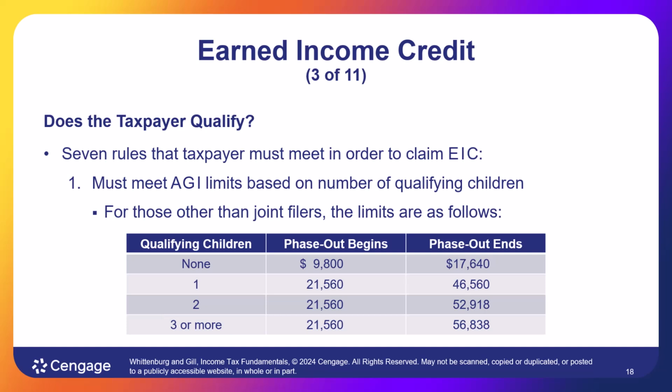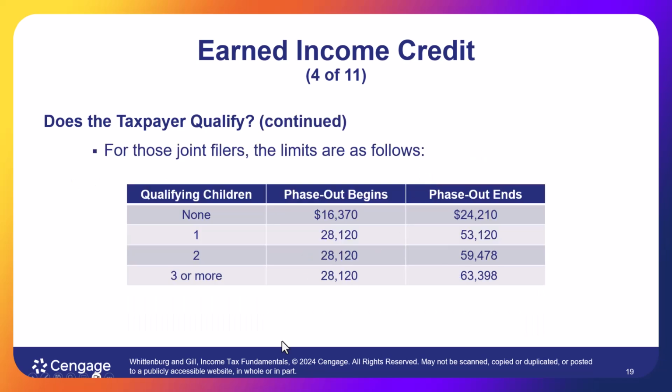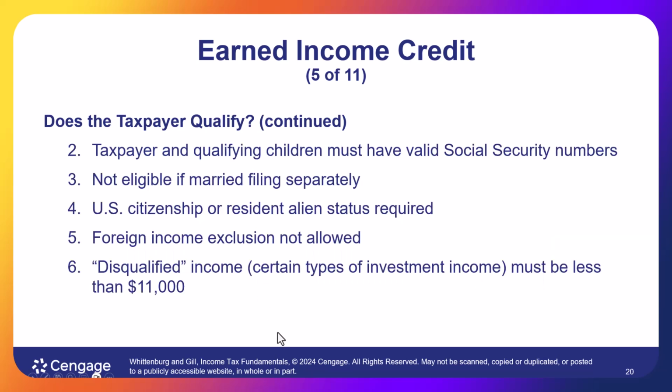These are the limits other than joint filers, by the way. So with 2 children, it's 21,560 to 52,918, and 3 or more, it goes up to 56,838. If they are joint, here's the phase out. The range is larger. So it begins at 16,370, ends at 24,200, begins at 28,120, and ends at these other numbers depending on the number of qualifying children you have for EIC purposes.